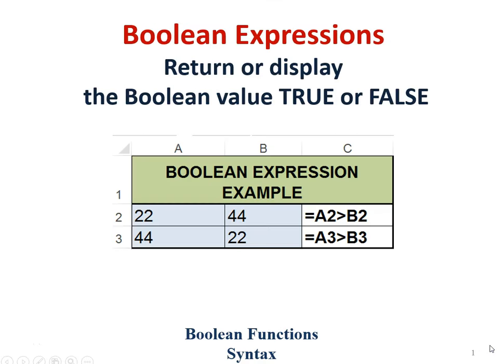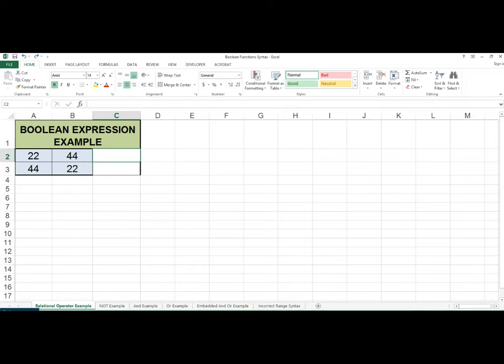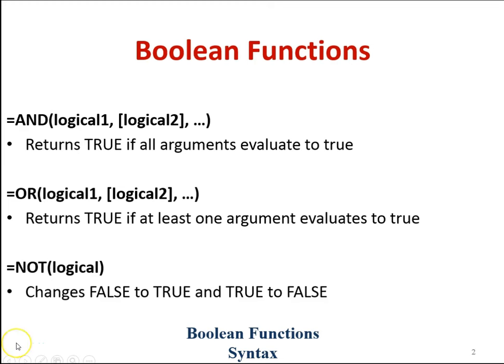A Boolean expression returns or displays the Boolean value true or false. For example, if I type in the Boolean expression equals A2 greater than B2, the Boolean value displayed will be false because 22 is not greater than 44. If I copy this formula down, it will change to equals A3 greater than B3, which will display the Boolean value true because 44 is greater than 22.